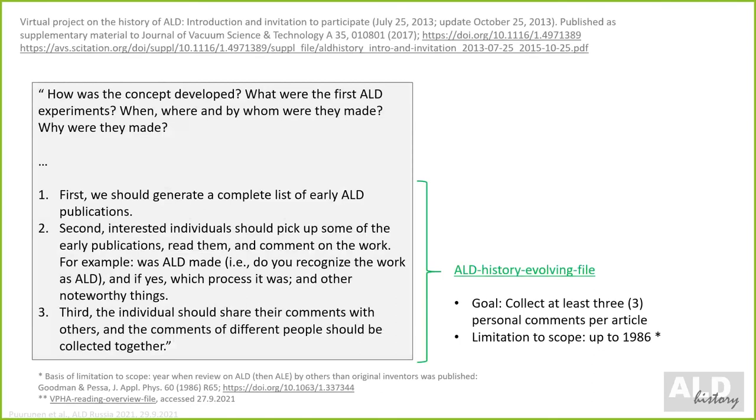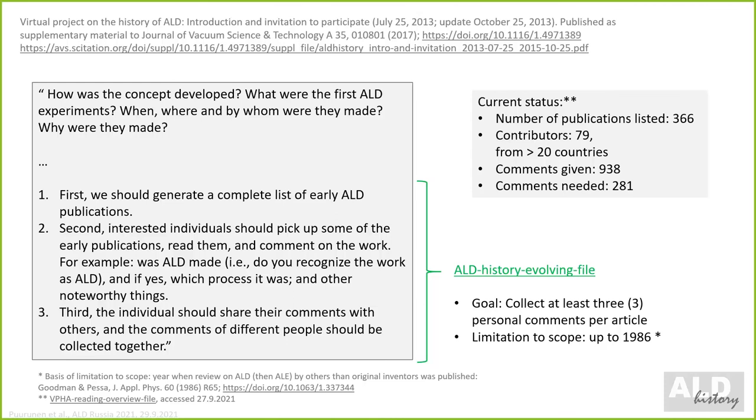Scope and achievements. So basically the core activity really is that we would like to generate a complete list of early ALD publications. This is needed for a common understanding, a common factual basis. And then we read this and write short summaries or comments of those and share this. And so the sharing is the third thing. And we'd like to have at least three comments per article. And we have a limitation to the scope that we do this only until 1986, because after that we can't really consider that any more early.